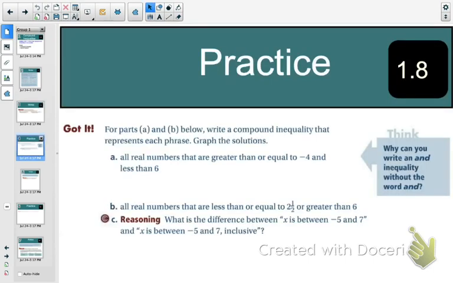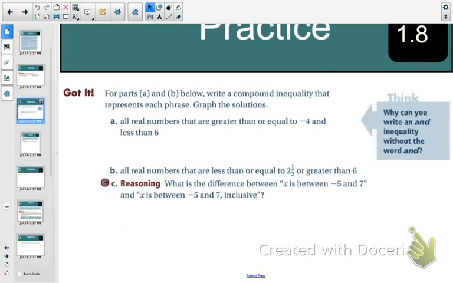Okay. All right, I'm going to let you try these ones. See if you can answer A, B, and C. And then we will come back and talk about them. So go ahead and pause this, see if you can figure it out. In 3, 2, 1, pause.